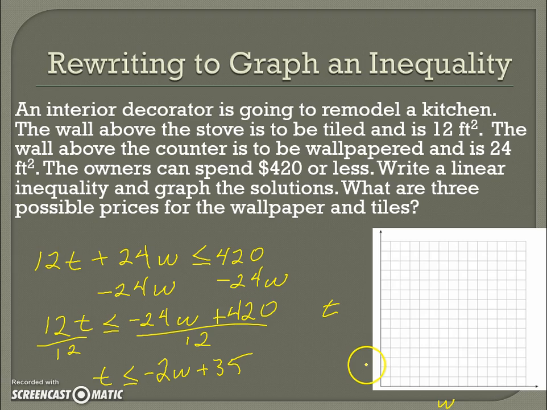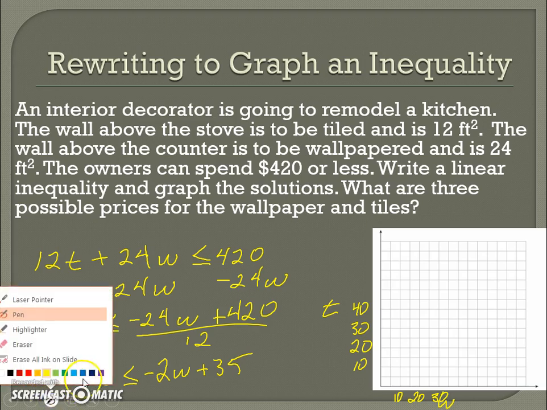I need some prices here though, so I'm going to call this 10, and we'll just go up by 10s. 10, 20, 30, and 40 should be enough. Down here we'll also go up by 10s on every other, 10, 20, 30, and that will be enough. I'll change the color so that you can see my graph.